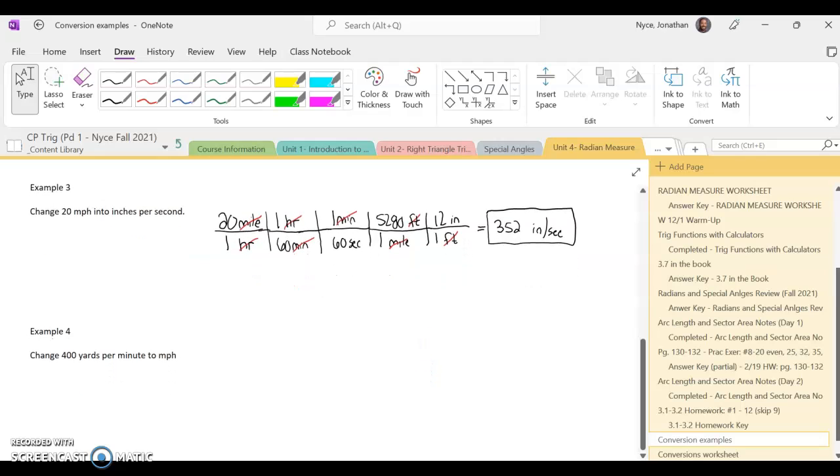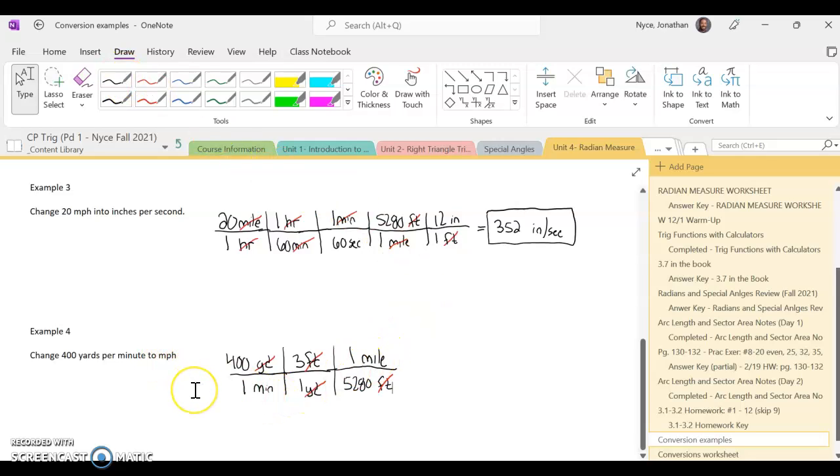And the last one, changing 400 yards per minute. We're going to change that into miles per hour. Again, it doesn't matter what unit's done first. We know that 1 yard is 3 feet. Again, set it up so that units you don't want cancel. We don't want yards. We want to end up with miles, so we don't want feet. So we know 5,280 feet is 1 mile. Feet cancel. If we were to stop right now, we'd have miles per minute.